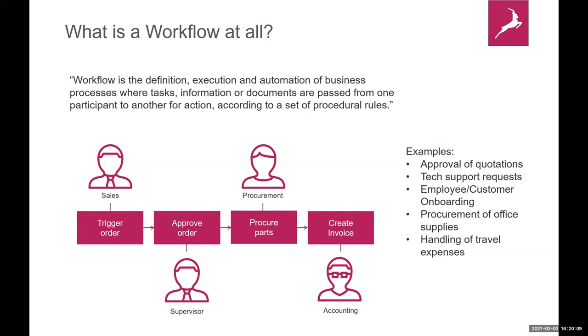And examples of this might be things like approval of quotations, right, for sales, tech support service requests, employee or customer onboarding, procurement of office supplies, right? Even something as simple as just a request to purchase something in the office. And I'll actually be taking a look at a simple example that covers that process. And also things like handling of travel expenses, right? Essentially any situation where maybe some person needs to approve certain things, right? Take a look at some information and either approve or reject it based on their expertise.